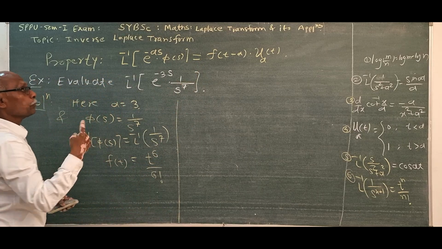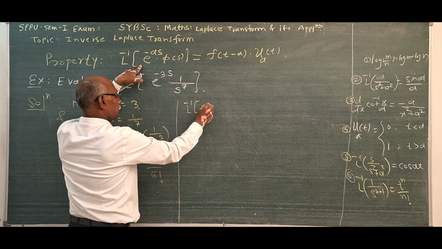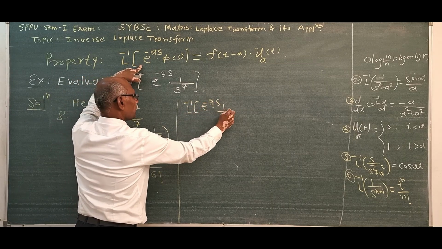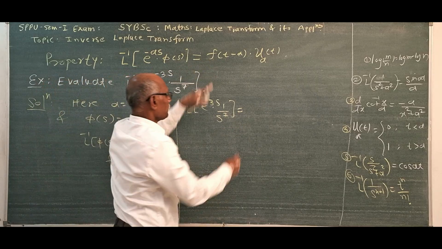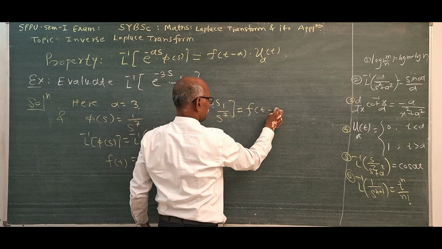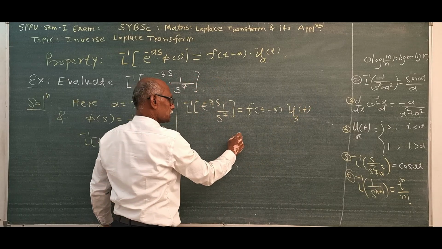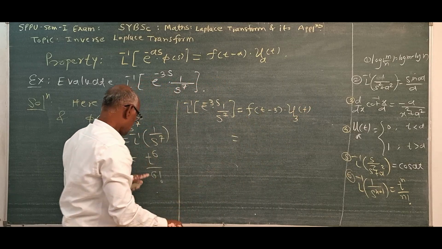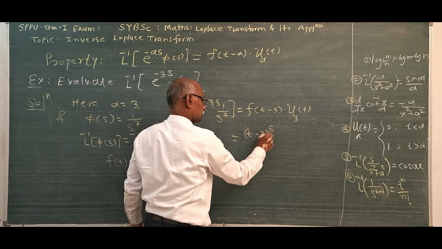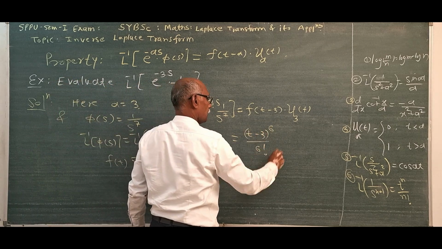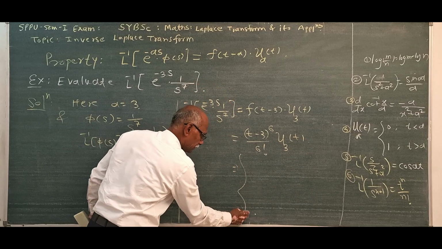See what is the method of putting in the property? We write L inverse of the bracket e to the power minus 3s into 1 upon s raised to 7 is equal to f of t minus a. But here we write f of t minus 3 and then u3 and t. So this value is replaced by t minus 3. So t minus 3 raised to 6 divided by 6 factorial and then u3. You can stop here or you may simplify further.